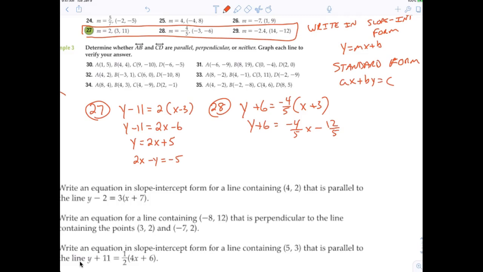Now's the time you're supposed to say, hey, refresh my memory on fractions. Does anybody have any questions with that? 4 times 3 is 12. Right?